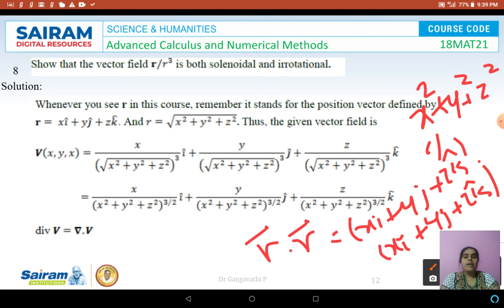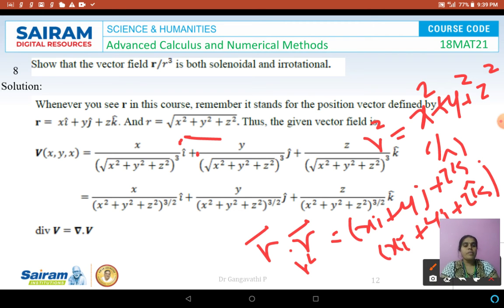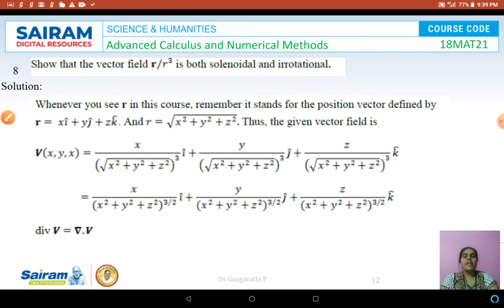And this is going to be r square. So r square is equal to this, and r is equal to square root of x square plus y square plus z square. That is one way of doing it. For any vector, its magnitude is the square root of the sum of the squares of the i component, j component and k component. So under the square root, i component square is x square, j component square is y square, and k component square is z square. This is the modulus of vector r.